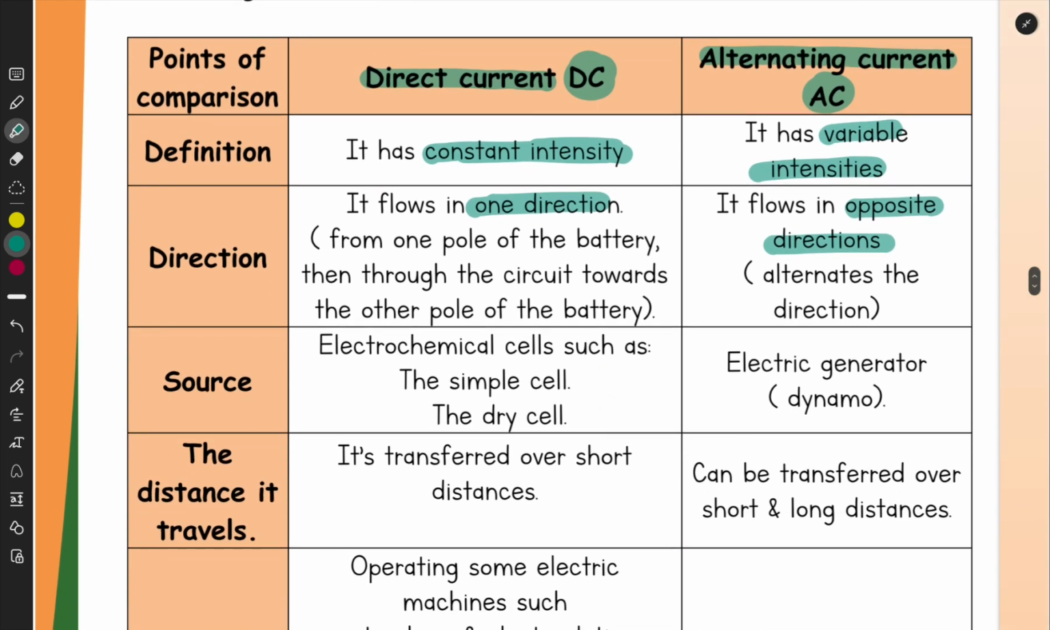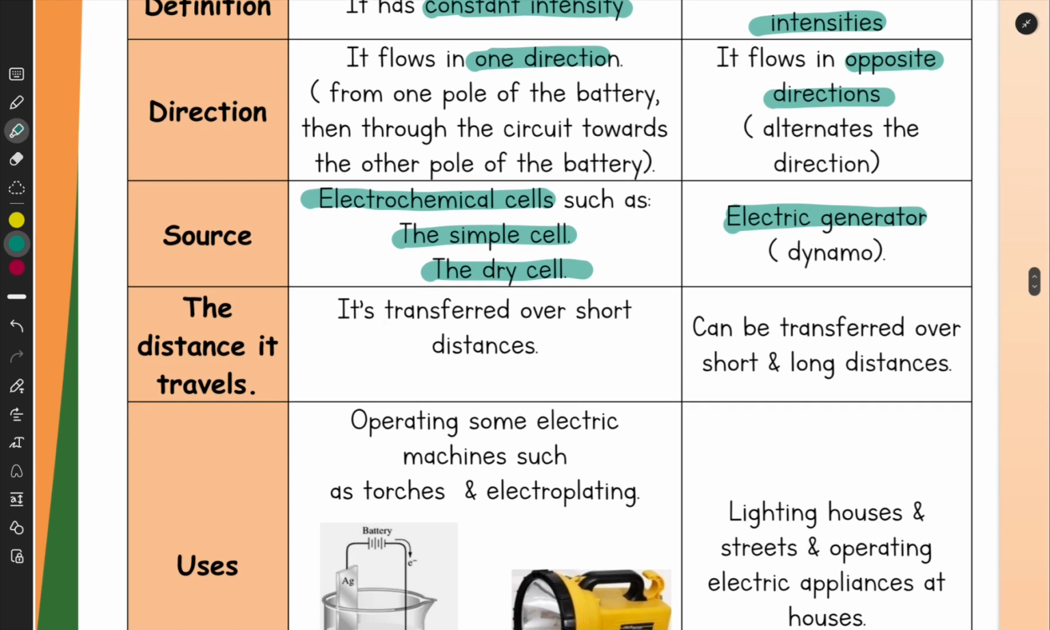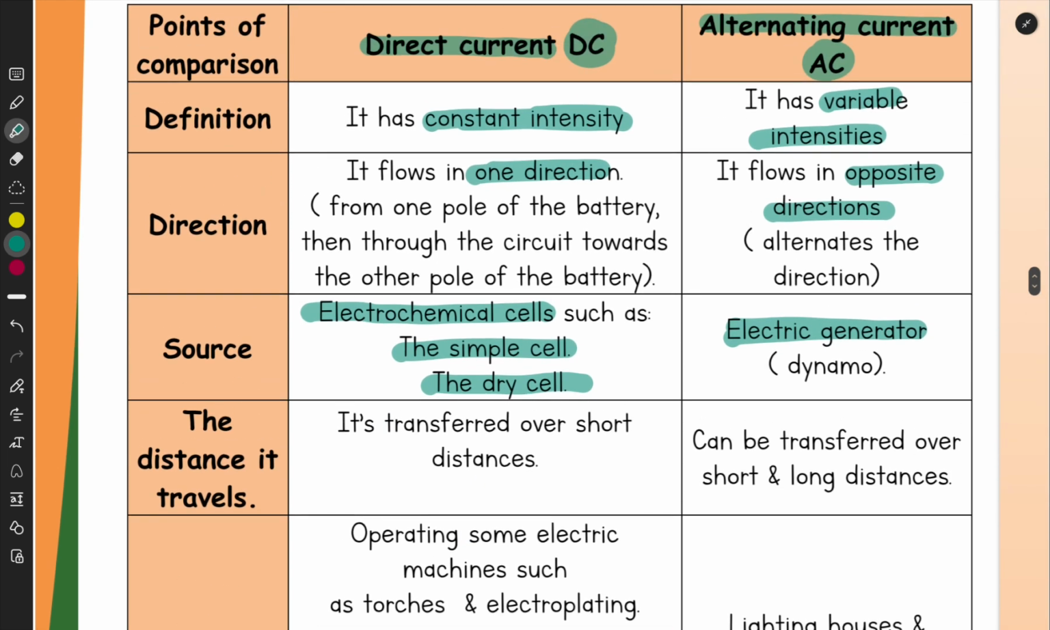Okay. The source of DC is the electrochemical cell, which is the battery of a car, of anything, etc., or the simple cell or dry cell. The electric generator, of course, is the source of alternating current. The distance it travels: the DC travels a short distance, so you can't conduct it to a very long distance or something like that, so we use alternating current or AC to transfer over short or long distance.